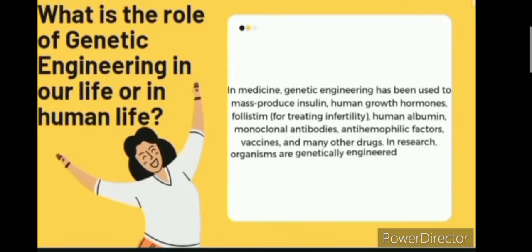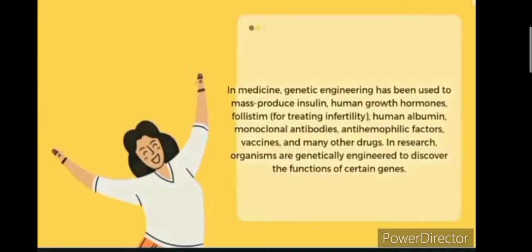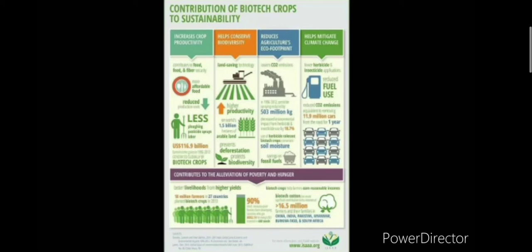What is the role of genetic engineering in human life? In medicine, genetic engineering has been used to mass-produce insulin, human growth hormones, follicle-stimulating hormone for treating infertility, human albumin, monoclonal antibodies, anti-hemophilic factors, vaccines, and many other drugs. In research, organisms are genetically engineered to discover the function of certain genes.